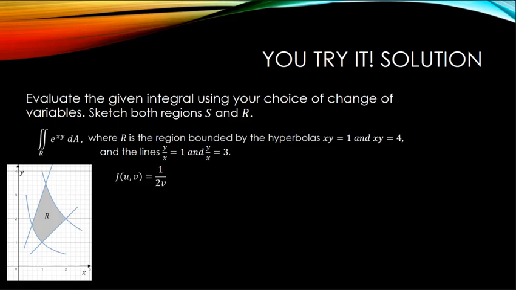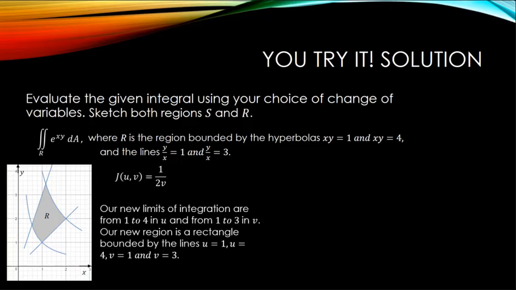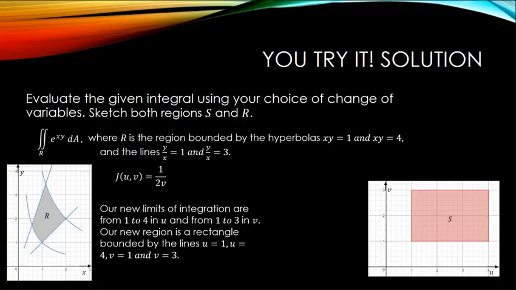Now I use my Jacobian and my substitution. My new limits of integration will be from 1 to 4 in u and 1 to 3 in v. The new region is a rectangle bounded by the lines u equals 1, u equals 4, v equals 1, and v equals 3. My double integral over the region R of e to the xy dA becomes the iterated integral from 1 to 4 of the integral from 1 to 3 of e to the u over 2v dv du.